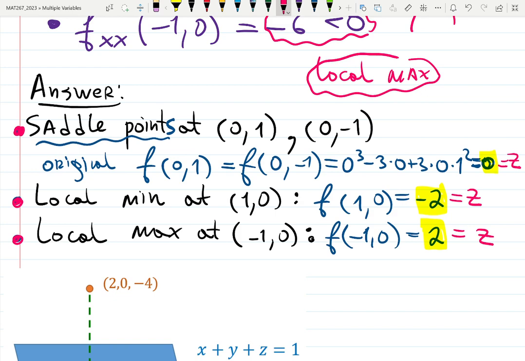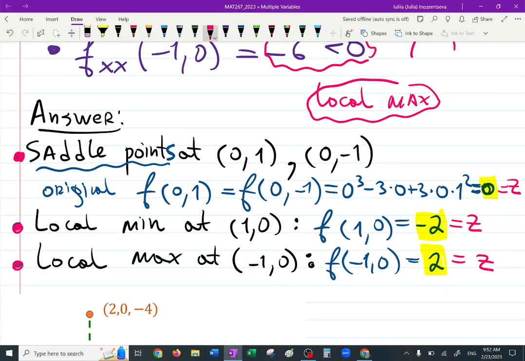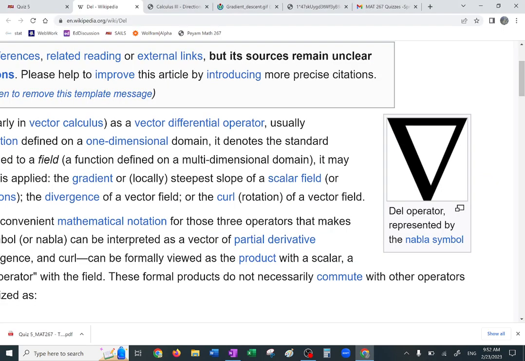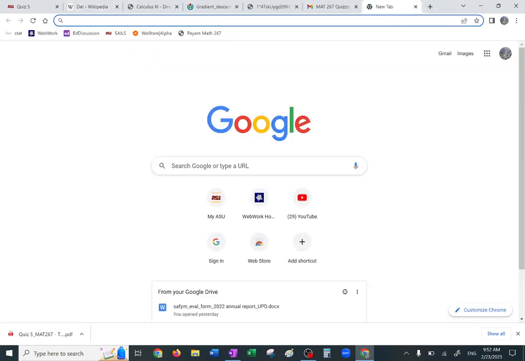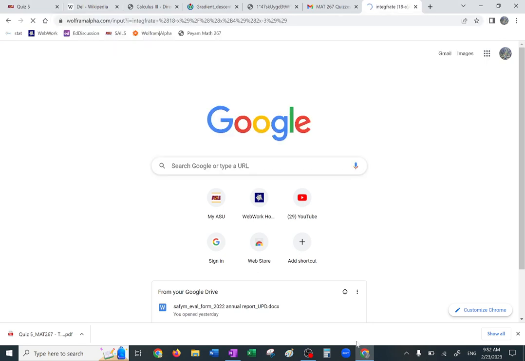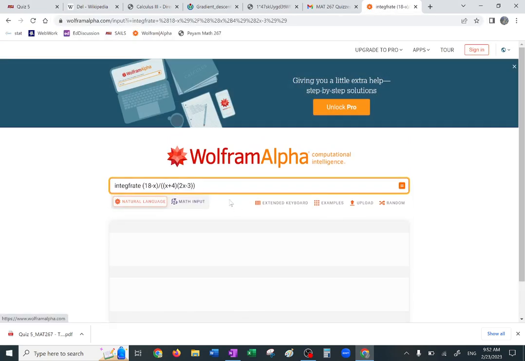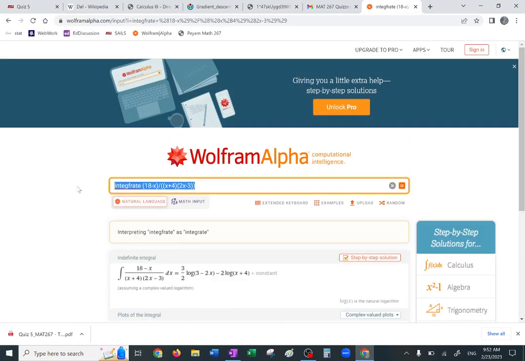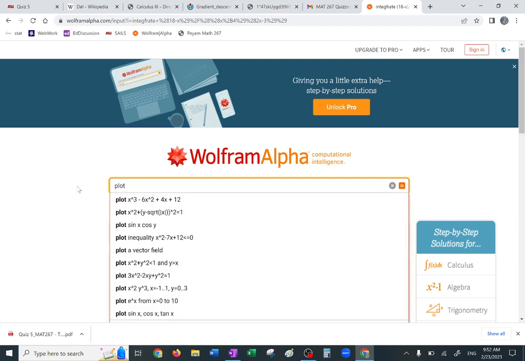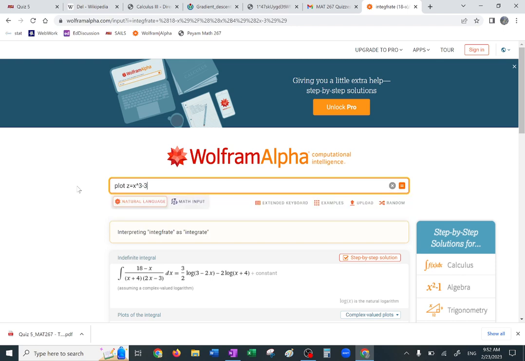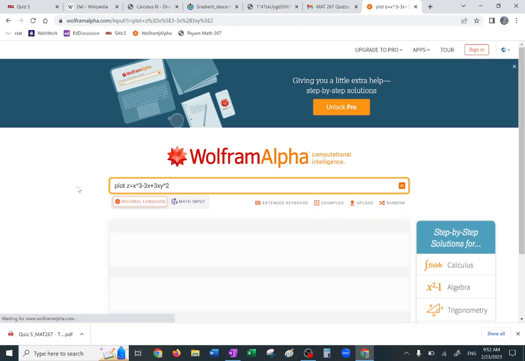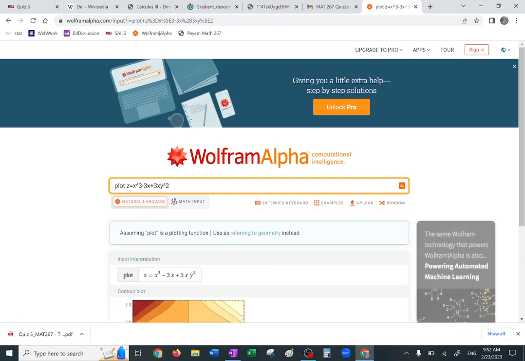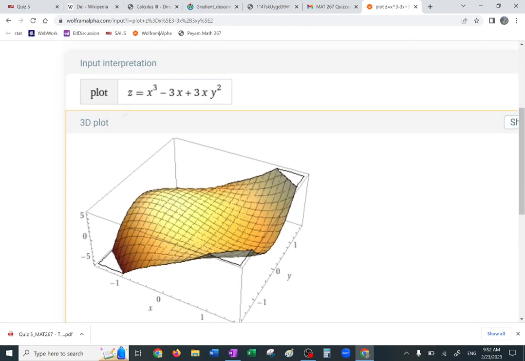To check, we can actually try to plot it. Some programs do plot it. Actually, some of the classmates posted in the forum 3D plotting tools. I like using Wolfram Alpha. Let's see if it handles: plot z equals x cubed minus 3x plus 3xy squared. Let's see if it handles it. Here's a heat map. Oh, it did. Check it out.